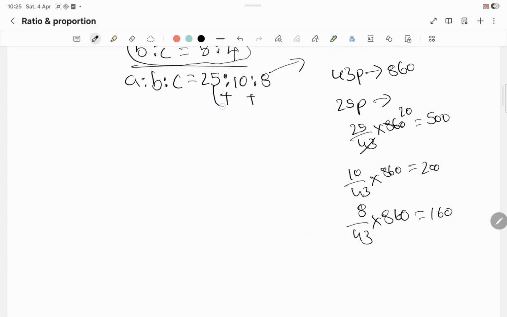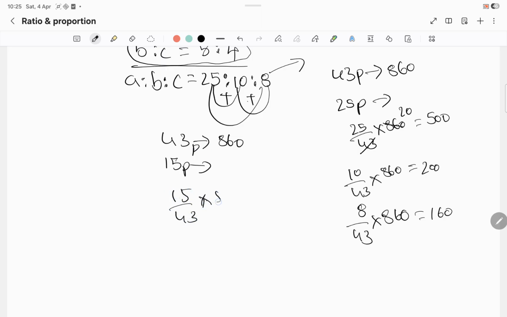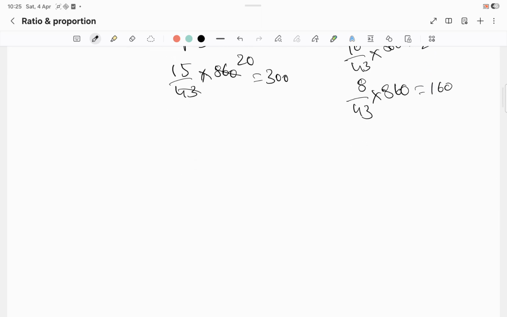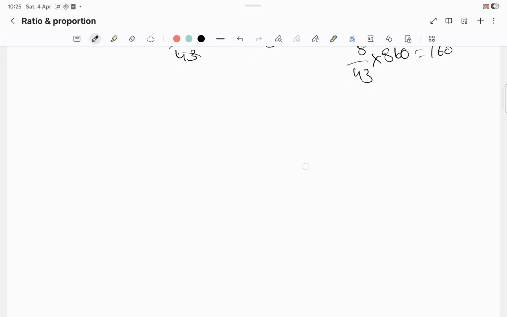Sometimes they may ask the difference between first and second, or first and last, or second and third. Now we got that 43 parts is 860. Then the difference of first and second is 15 parts. 15 parts will be how much? 43 parts is 860. So 15 by 43 into 860, 43 ones, 43 20s, 300. Got it? Then we'll see questions.